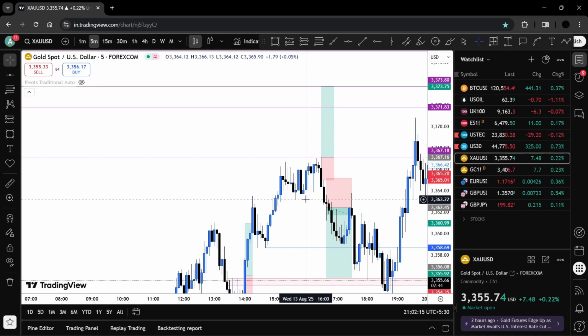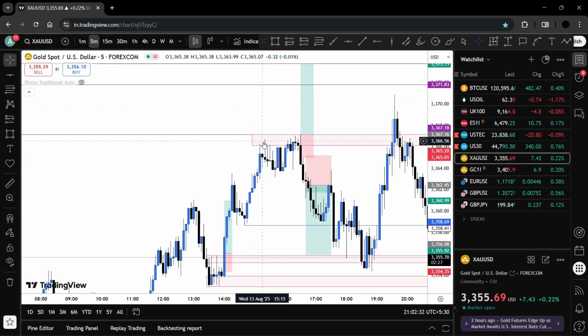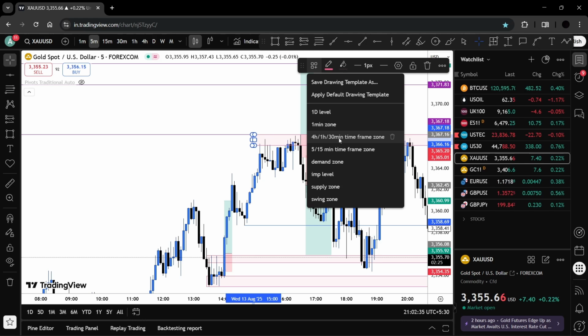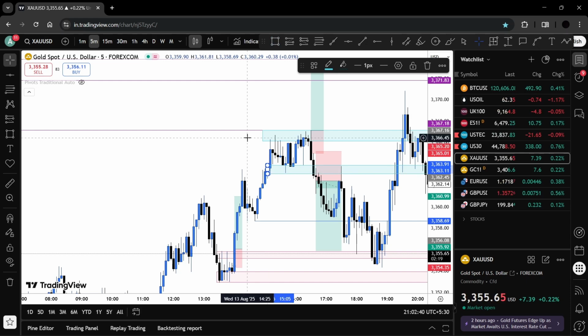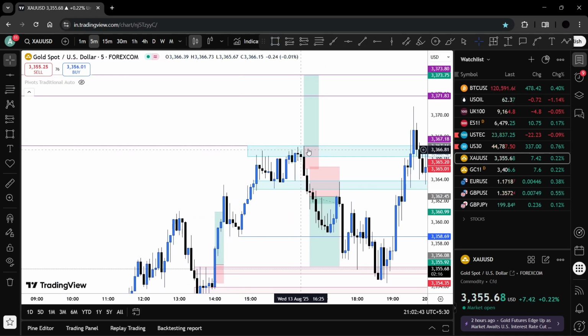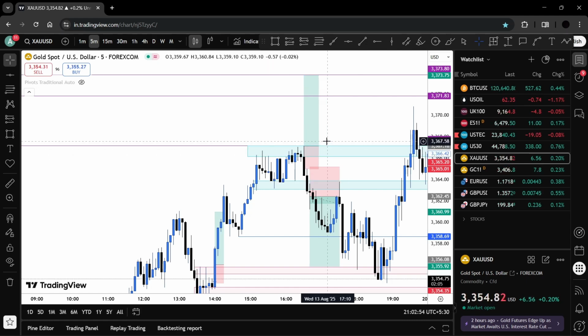I don't really know why I took this trade. I actually don't know. I was trading from my phone today because I was out of my house in London session. So these were my zones. I was waiting for it to break over here, and I don't know why I took it. And yeah, I lost this trade.